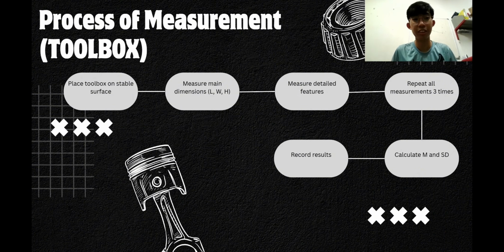Hi, I'm Feng Yihong, and I will explain the process of measurement. So we have 4 parts: the toolbox, the big drawer, and 2 small drawers. So the toolbox first. First, we will place the toolbox on a stable surface, and then we will measure the main dimensions: length, width, and height. And then we will measure the detail features, and then we will repeat all the measurements 3 times. Once done, we calculate our mean and standard deviation, and then we will record our results.